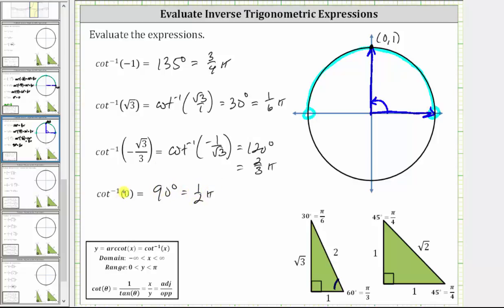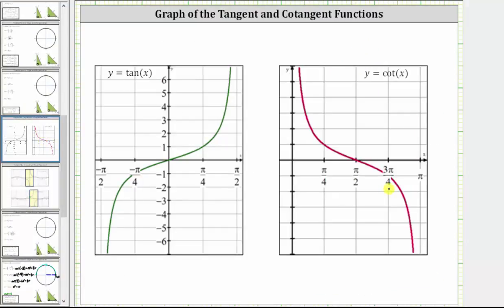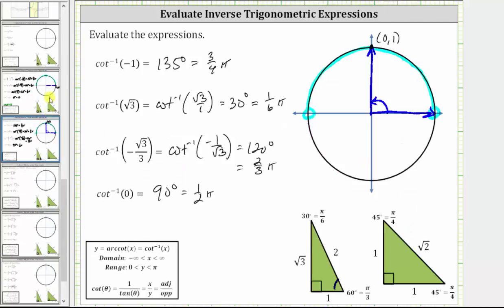Another way to evaluate this would be to take a look at the graph of the cotangent function and determine the angle in the open interval from 0 to pi radians that gives a cotangent function value of 0. So here is the graph of the cotangent function only on the open interval from 0 to pi radians. And notice how the cotangent function value is 0 at this point where the angle is pi over 2 radians, or 90 degrees. I hope you found this helpful.